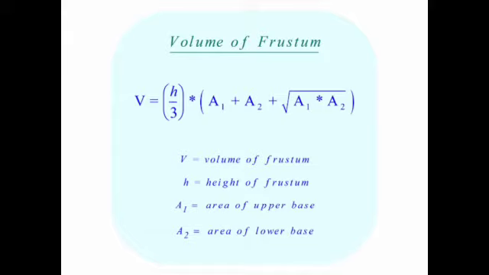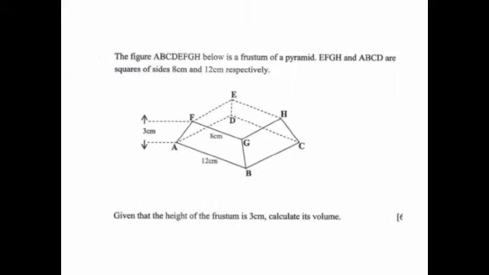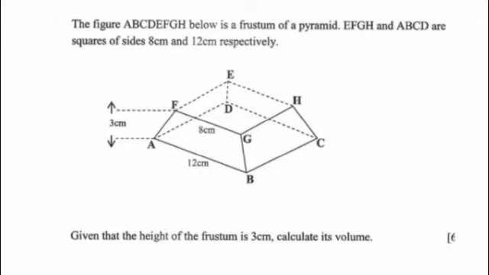Let's look at a practical question that we can use to solve. I have sampled again from the ECZ past papers. This is 2020 GCE paper 2. The question says, the figure ABCDEFGH below is a frustum of a pyramid. EFGH and ABCD are squares of sides 8 centimeters and 12 centimeters respectively.